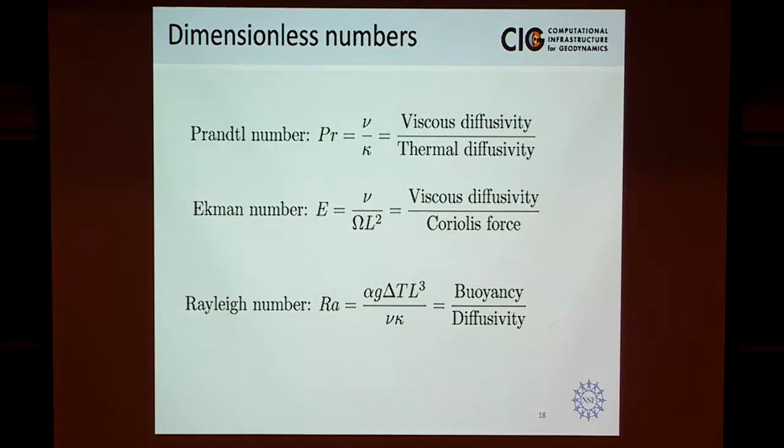the simulation. So today, there are 3-dimensional numbers in the rotating convection problem. So Prandtl number, which is the ratio of the viscous diffusivity and thermal diffusivity, and Ekman number.